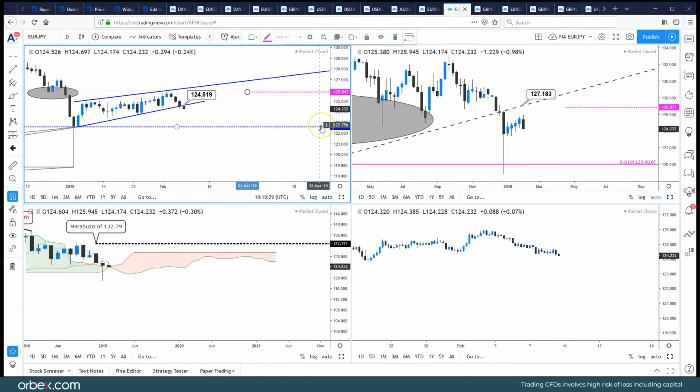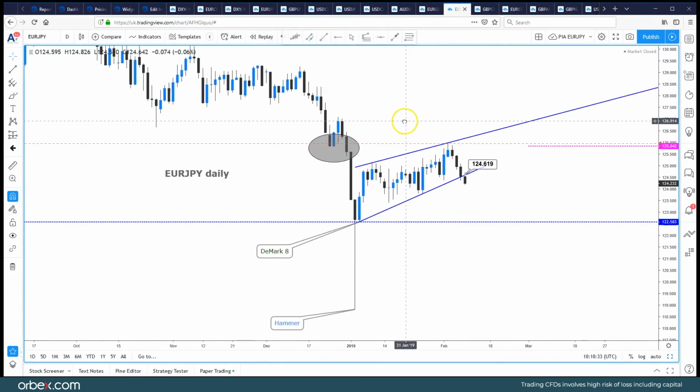Euro yen, broken the wedge formation to the downside. Nothing really clear showing that this downward trend is going to come to an end. 124, let's just move it along. 65 is reverse trend line.